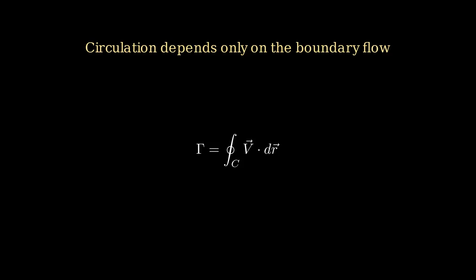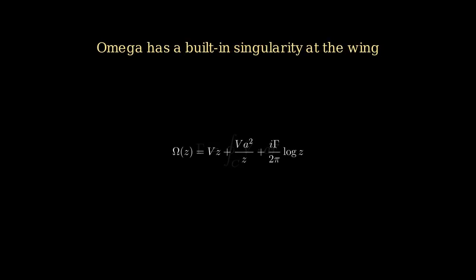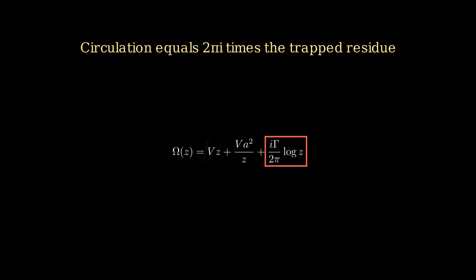Here's the connection tying everything together. The complex velocity potential around the wing behaves almost like an ordinary holomorphic function, except right at the wing's location, there's a necessary singularity built in to produce circulation. Pattern to recognize: circulation, calculated as a closed-loop integral, is exactly what the residue theorem was built to compute. The loop integral collapses down to 2 pi i times the residue trapped inside.